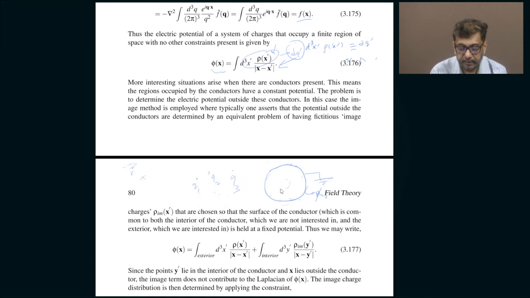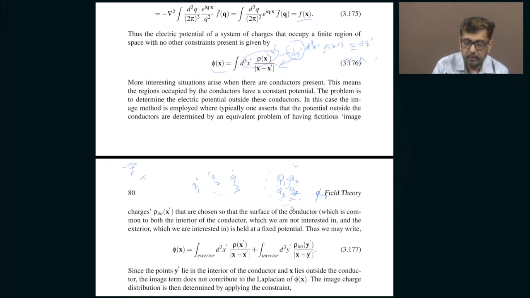In other words, what we do is we replace this conductor and we pretend that there are some charges here. So, we replace this conductor by some charges which are called image charges. Okay, so we will put a bunch of charges here, however many we require, but then we say that now this conductor is not there. So, instead of the conductor there are these charges. Okay, instead of, not in addition to, instead of.